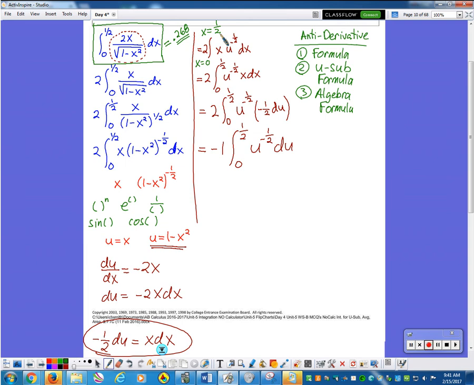Mark it down. This is still x. This is still x. However, the goal now, because we're doing an integral, not just an antiderivative, is to transform everything into u. So we need to change the limits. I'll put a little mark up here. This is x equal right now. We need to change it to u equal.